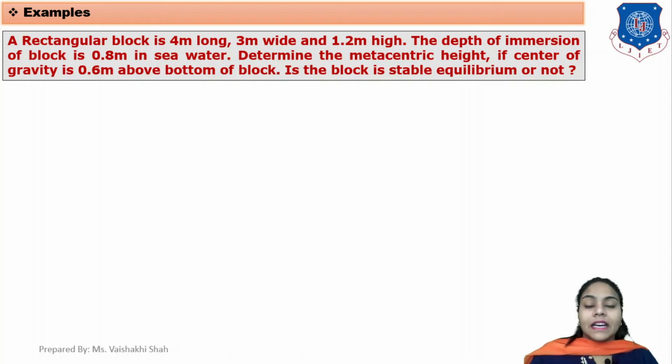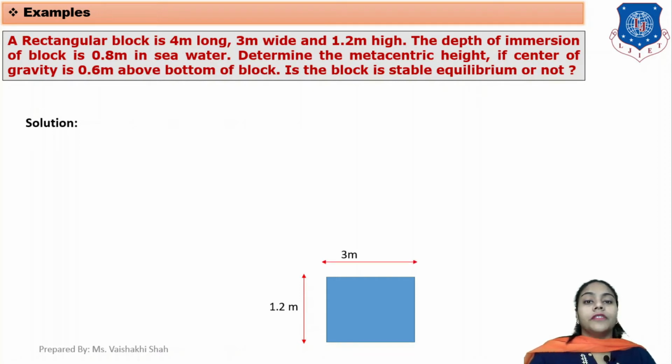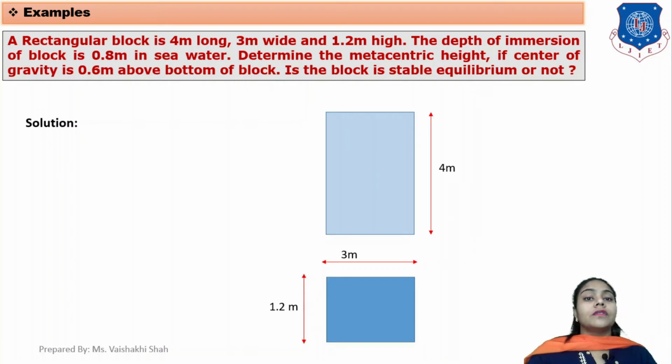So in this data, first of all, the shape of the body given to you is a rectangular block. So here is your rectangular block. Now the dimensions of the rectangular block: first the depth or height of the block, which is 1.2 meter, and the width of the block is 3 meter. Now if you see this block from the top view or from the plan, then you can see the dimension length, which is 4 meter.